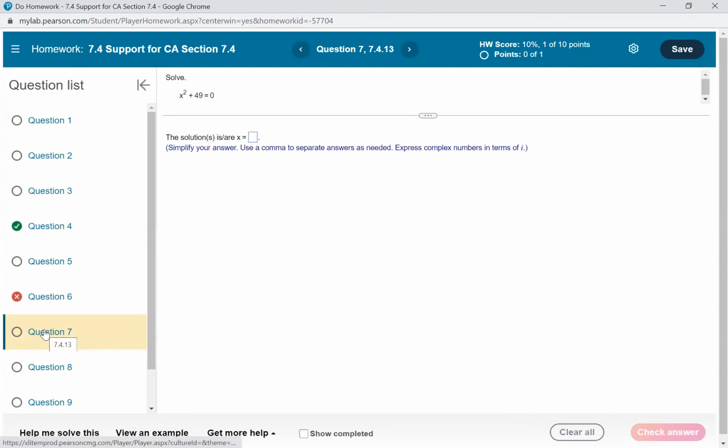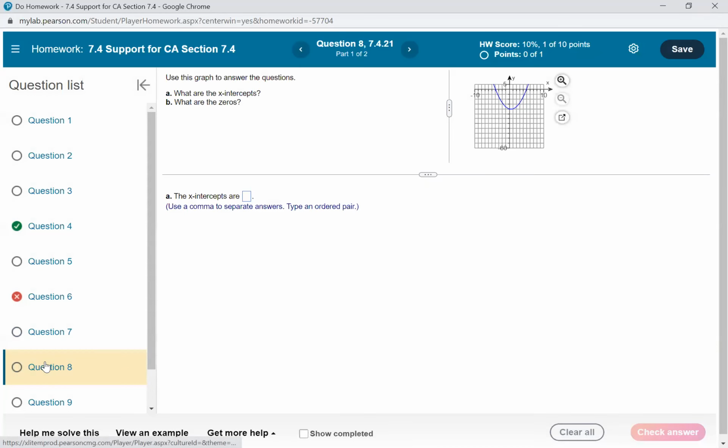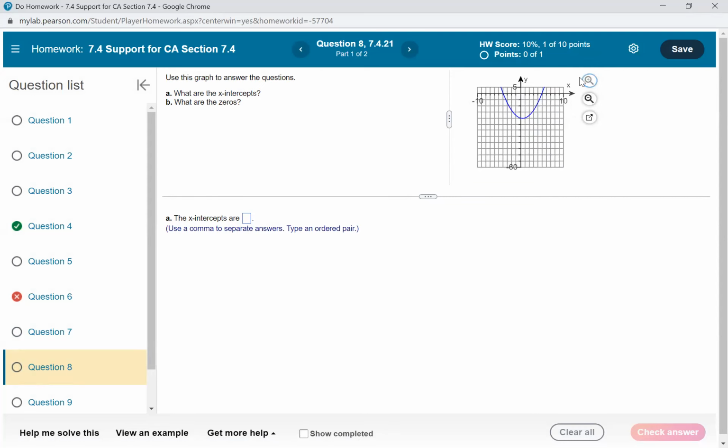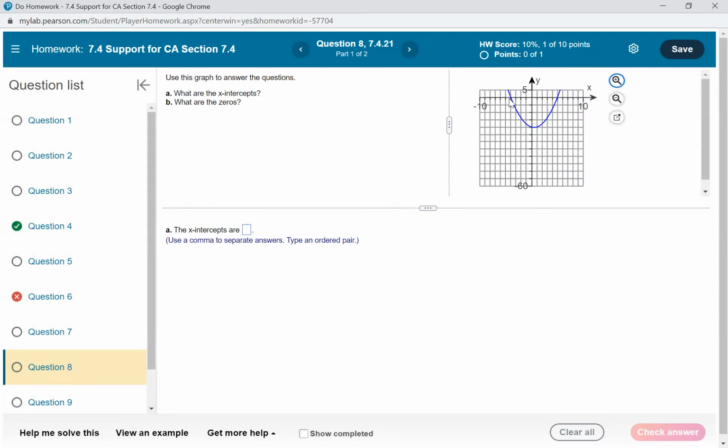All right, same thing there. I would subtract 49. This is like we did a while ago. What are the x-intercepts? What are the zeros? Just remember the x-intercepts have to have a number, then zero.